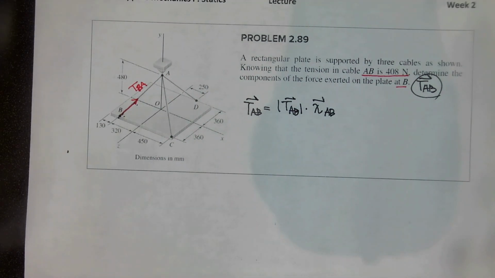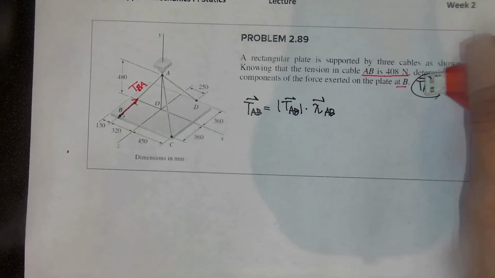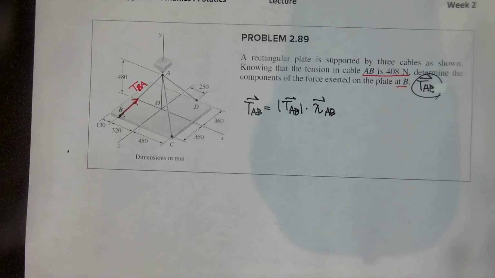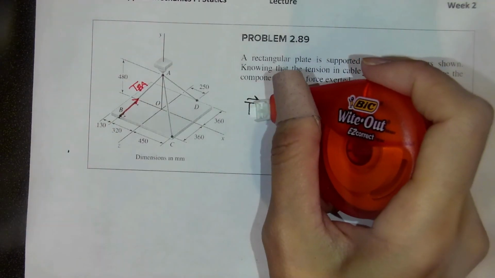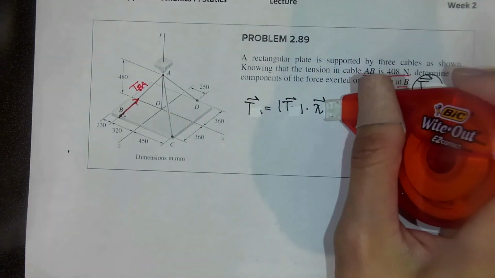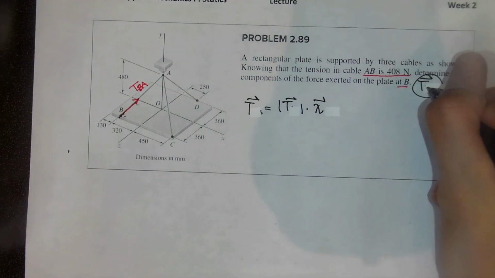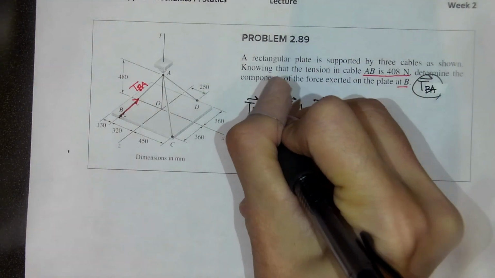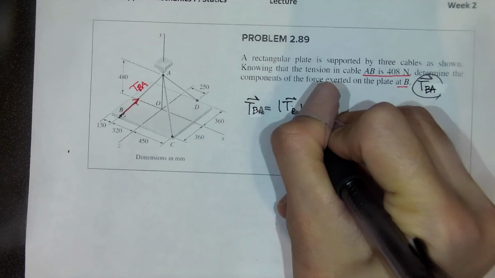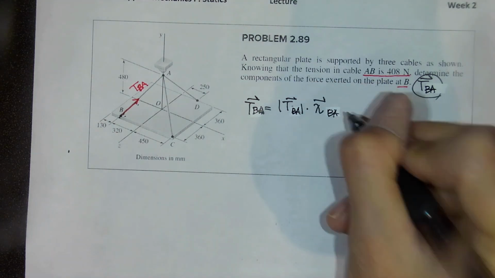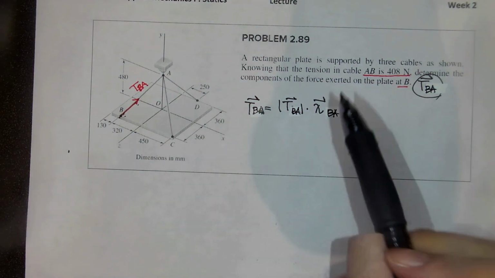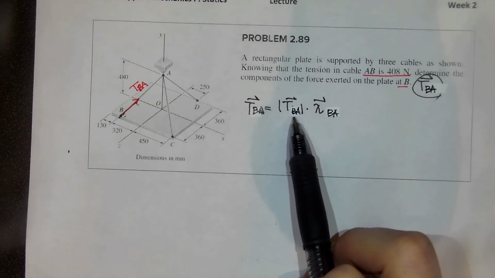Oh, sorry about that. I switched it. It should be BA. Oops. Starting point is B, end point is A. Yeah, please fix it. So all starting from B.